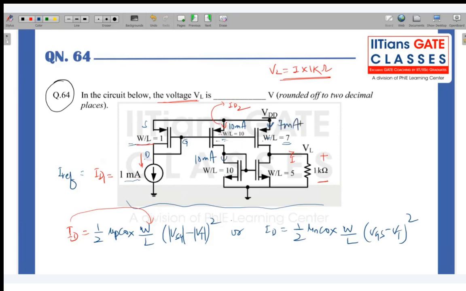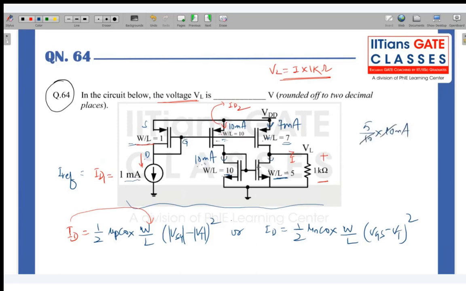And now, as you can see, this is 10, and now this aspect ratio has decreased. It means here 10 milliampere current is flowing, so current will be reduced here as well. So what will be the current here? You can consider this is ID1 again, this is ID2. So 5 by 10 into 10 milliampere. This is cancelling.